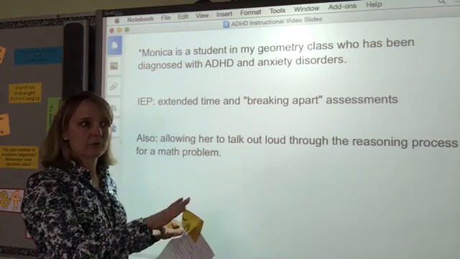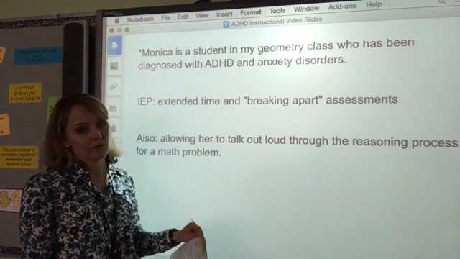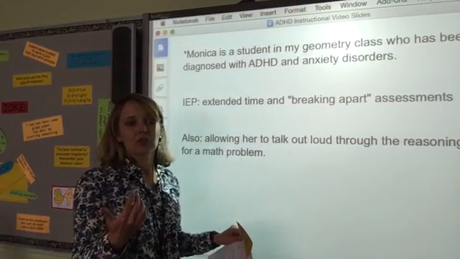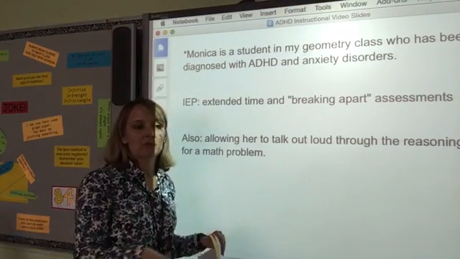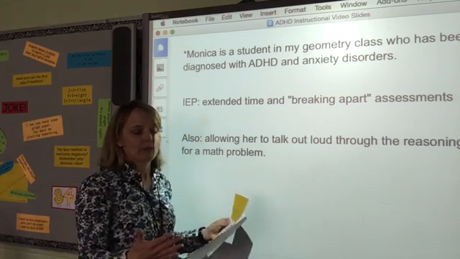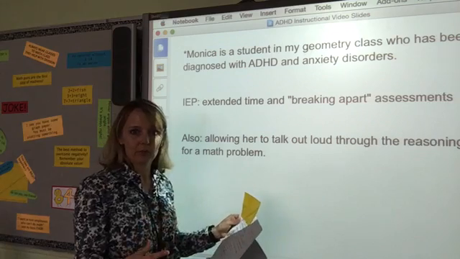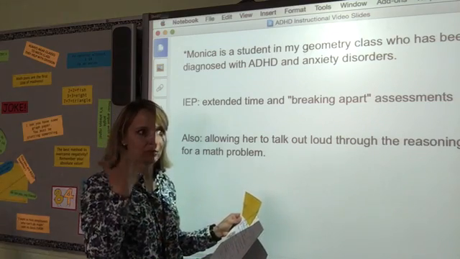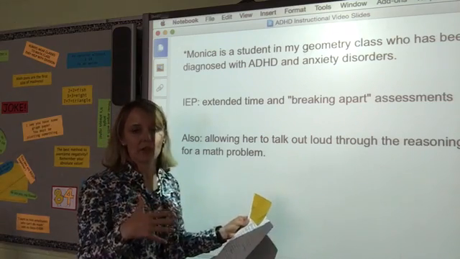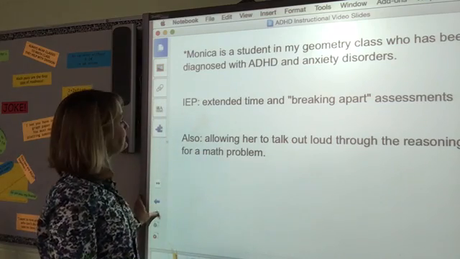So she may do the first page of a test during her regular class time, and then in her study hall, which happens to coincide with my planning period, she would be working on another section. And so she could come to me, and I wouldn't give her answers, but just allowing her to talk out the problem a lot of times helped her to see where she might have an error in her reasoning. And so that's been really good, breaking apart for her.